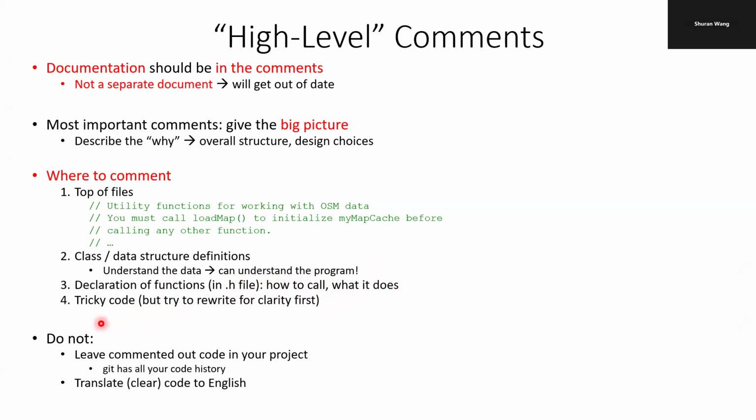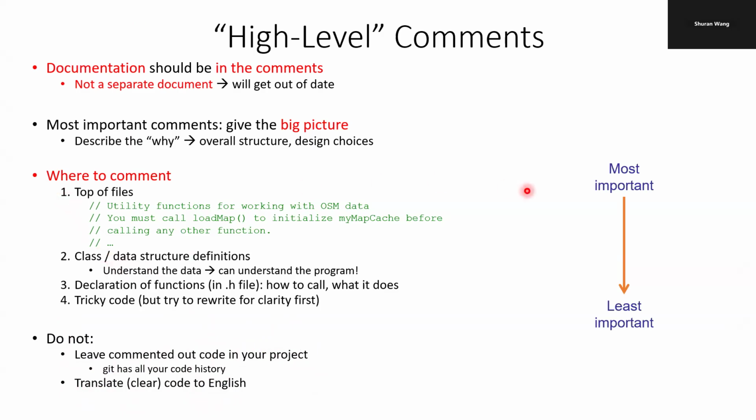And in your code itself, comment on tricky code. If your code is already very clear, you don't have to add a comment there. You don't have to translate clear code to English like that. Do not leave commented out code in your project. Your TA will check for that. Git has all your code history if you need to get code history like that. But before you submit, make sure you deleted all of the commented out code.